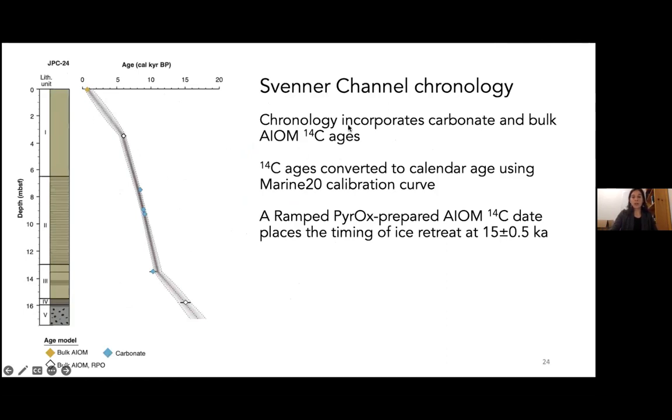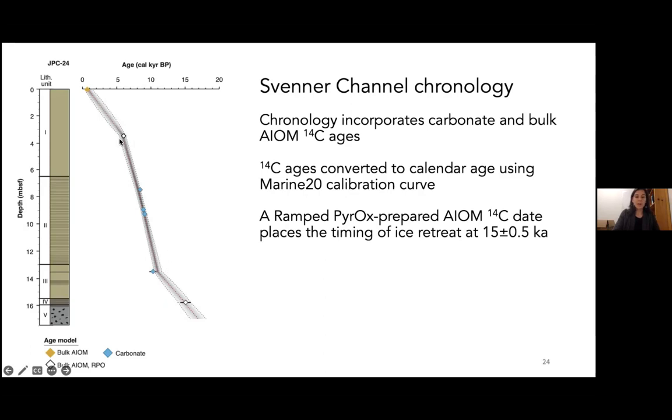So getting to the chronology, this JPC24 chronology incorporates both carbonate and bulk organic matter C14 ages. The C14 ages have been converted to calendar age using the updated Marine20 calibration curve. And you can see that we've got bulk AIOM here. We have carbonate that supplements the chronology here. And then we have a couple of new Ramped PyrOx ages at these transitions, or to supplement an age that was previously confusing.